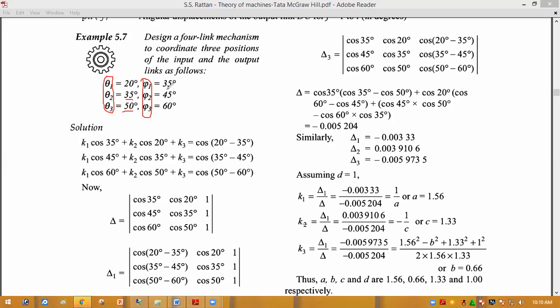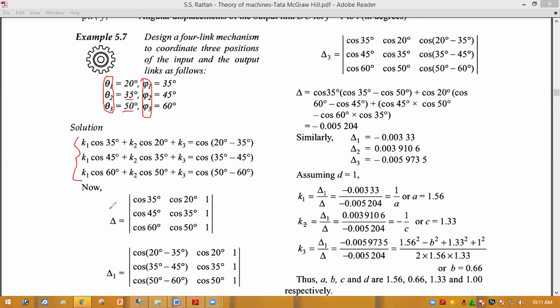Since we have 3 input angles and 3 output angles, we will be having 3 Freudenstein equations. So we have constructed 3 Freudenstein equations, and we have to find the k1 value, k2 value, and k3 value. We have 3 simultaneous equations. To solve these, we can use a simple scientific calculator, or we can use Cramer's rule or the Gaussian elimination method. First we will solve by using the Gaussian elimination method.